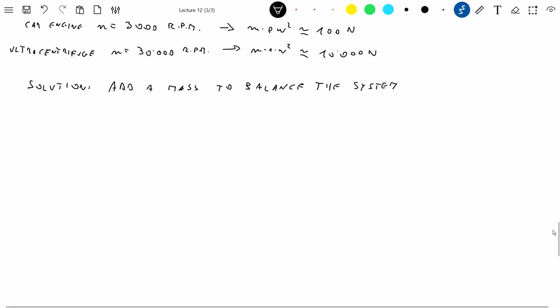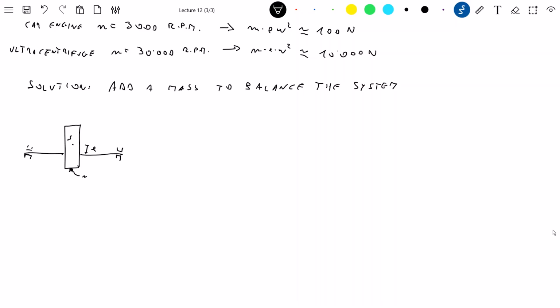Okay, so let's consider our system. This is our system. Here is the center of mass, this is the eccentricity, and here on the other side we put a mass that we call m0. And we have this distance we call r.